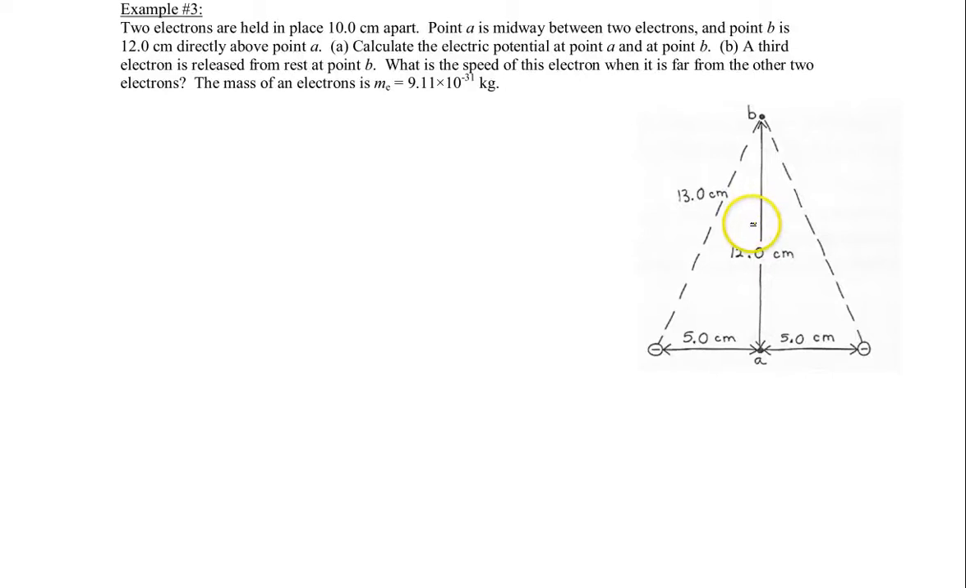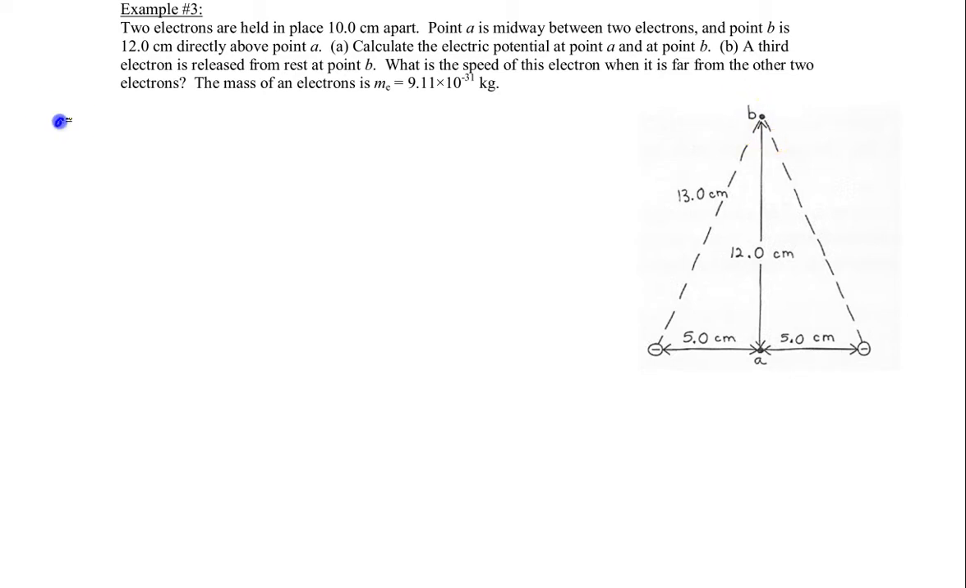Example number 3. We have two electrons that are equidistant from point A and also equidistant from point B. In part A, we're asked to determine the electric potential at A and at B. Part B asks, if an electron was released from rest at point B, what would be its speed after a very, very long time? And we'll be using something new in that case: conservation of energy.